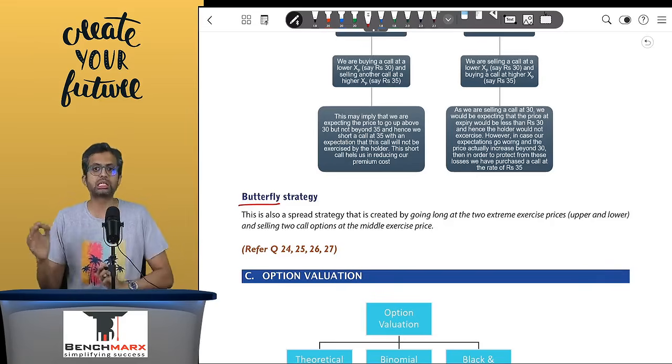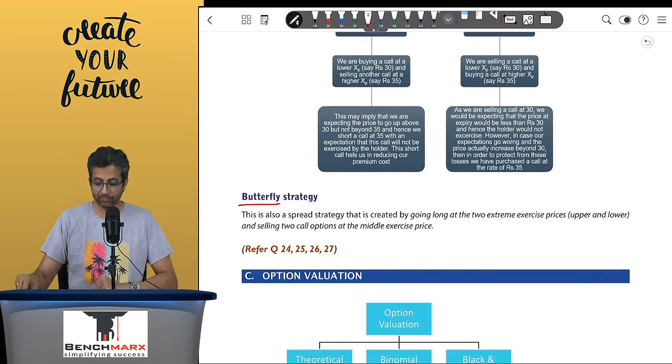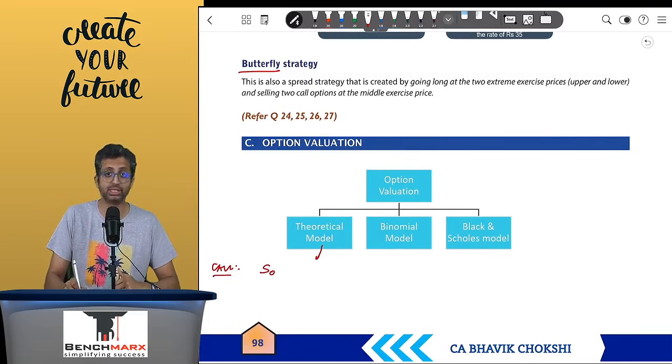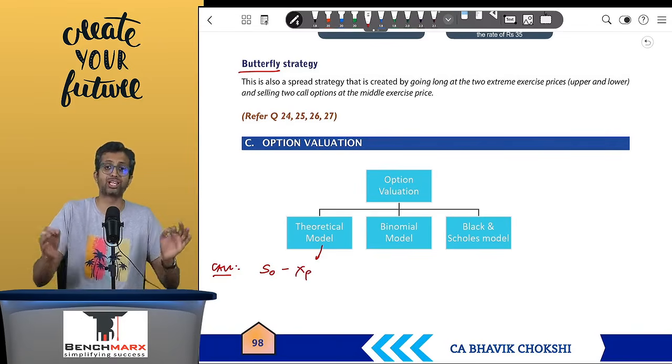So in intrinsic value working, you will take the price today. Let us say, in case of a theoretical model or intrinsic value model, if I want to do the valuation of a call from a holder's perspective, I will say the price today is S0 minus exercise price. So this would be your payoff if today's price prevails.